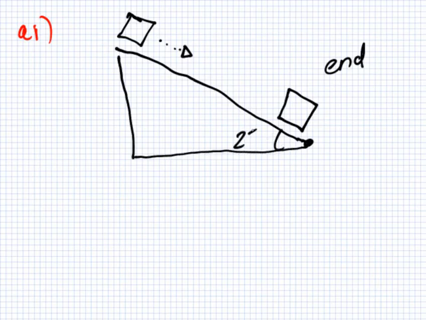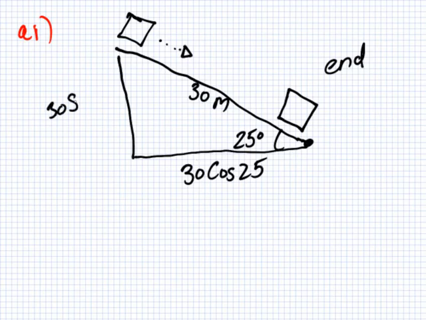This is 25 degrees. This is 30 meters. So this here is 30 cos 25, and this here is 30 sine 25. So this side is 12.68 meters, and this side here is 27.19 meters.